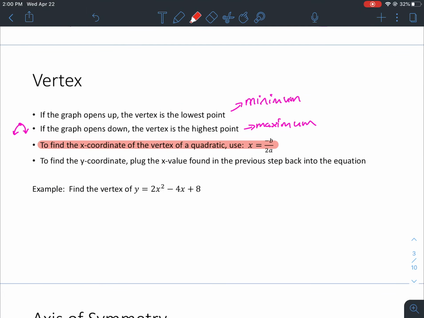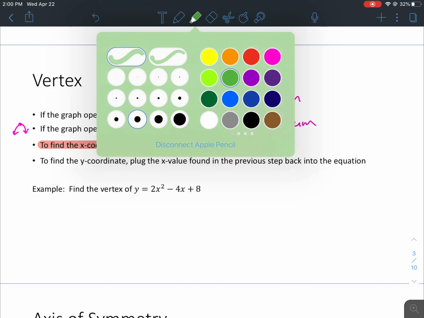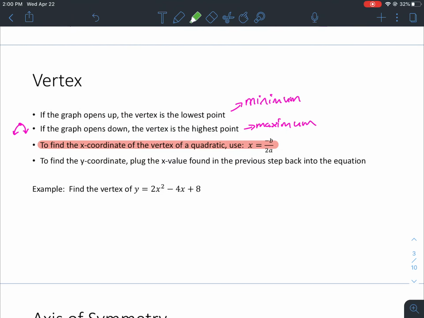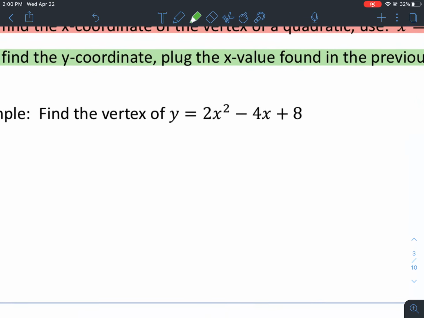Okay? Now, we have to find x first. This is one of the nuances of graphing quadratics. We have to find x first, because in order to figure out what y is, we use the x value. So to find the y coordinate, we plug that x value into the equation, and then whatever that number ends up becoming after we plug x in, that's the y value of the vertex. Okay? So let's take a look at an example here.